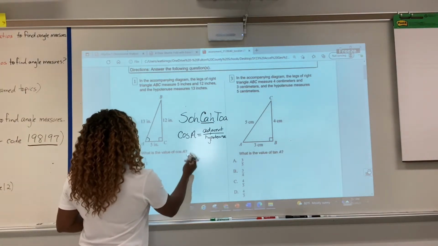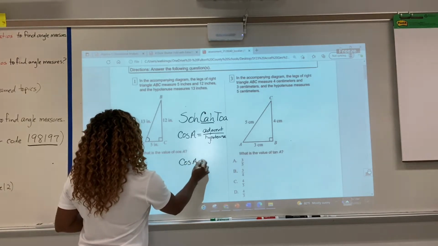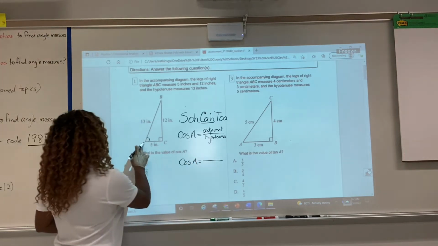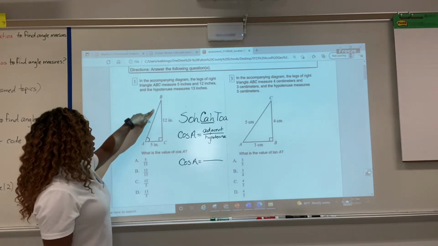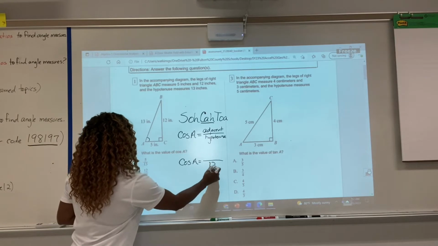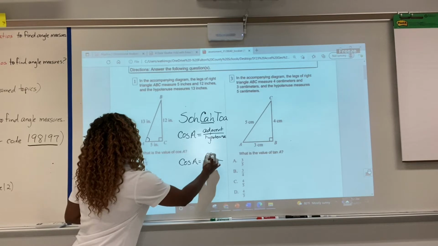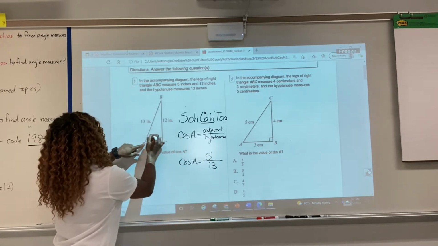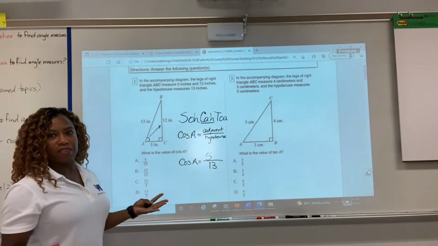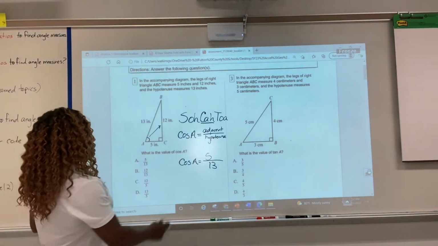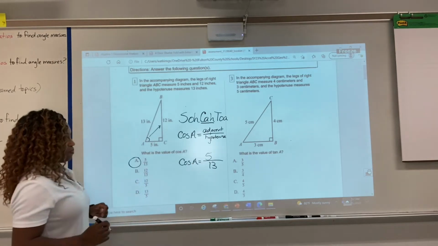In order to determine this, since we're looking at the cosine from angle A's perspective, then I need to look from angle A, and I look for, first of all, the easiest thing to find is probably the hypotenuse, the 13 inches, which goes on the bottom. And then the side adjacent is 5. Now, why is it not 12? Because 12 is opposite that angle A, or across from it. So we can't use 12. So we're looking for cosine of A is 5 over 13, which is choice A.